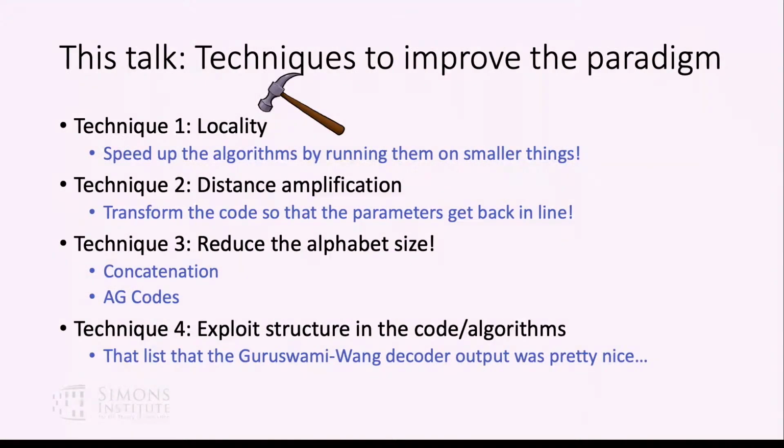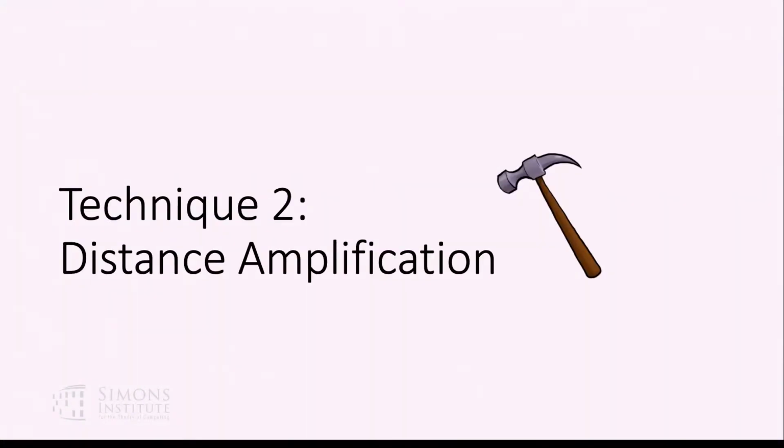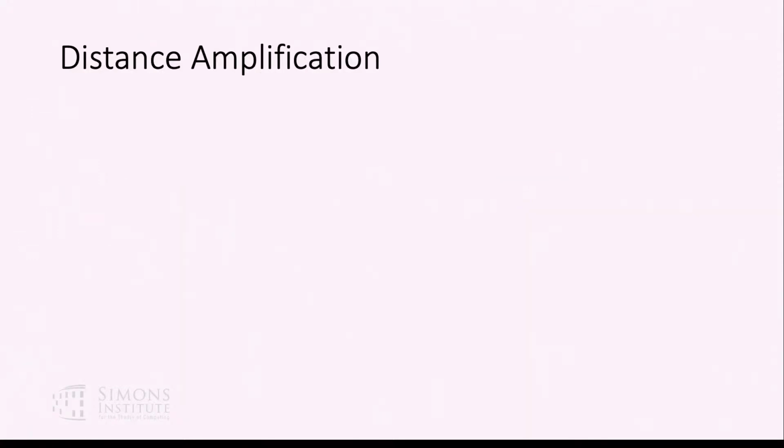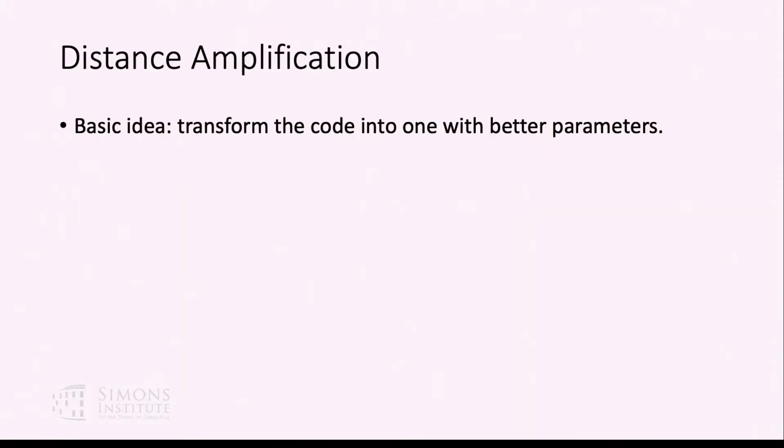I'm not going to talk any more about locality because that's, again, just a teaser for our latest talk. But the next thing I want to talk about is distance amplification. I will go into a little bit more detail about this. And the idea here is, okay, let's say we've done this local thing somehow, but now we have a code that has a fast algorithm, but bad parameters. How do we get the parameters back in line? Distance amplification is a technique to do that. So the basic idea is we'd like to transform a code we have into one with better parameters, ideally in a way that plays nice with algorithms that we might have for that code.